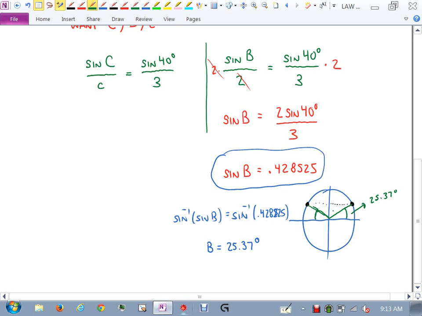So the other option here, this angle, I'll do a different color. The angle that goes from here to here, that angle could be 154.63 degrees. Everyone clear on that? You have to consider both, all right? So we have two different options right now for B, and I'm going to list them out. And I think I'll have to do that on another page.